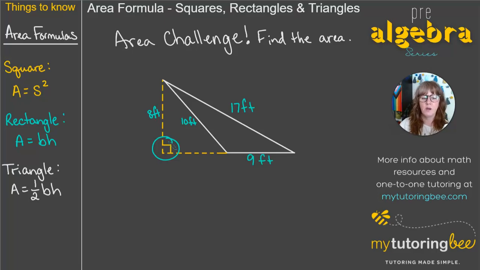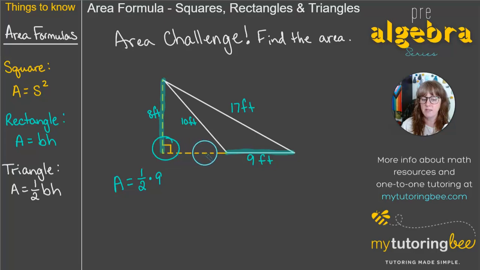And so we want to know what is the tallest point of this triangle and where is that perpendicular to? It's going to be perpendicular to this 9-foot base, meaning that we are not using the 10 feet or the 17 feet at all in our calculation for this area formula. So area equals 1/2. Our base is 9 feet.